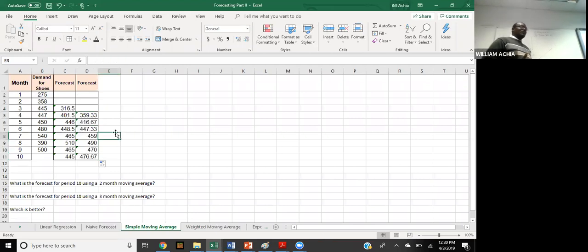The question that arises is, which of these two is better? How do you know that? Which of these two, a 2-month moving average or a 3-month moving average, would be better given the data? Is there any way of determining which of those two approaches is better?